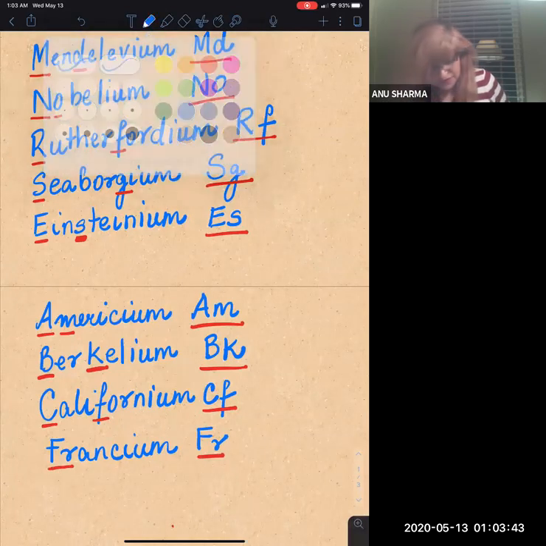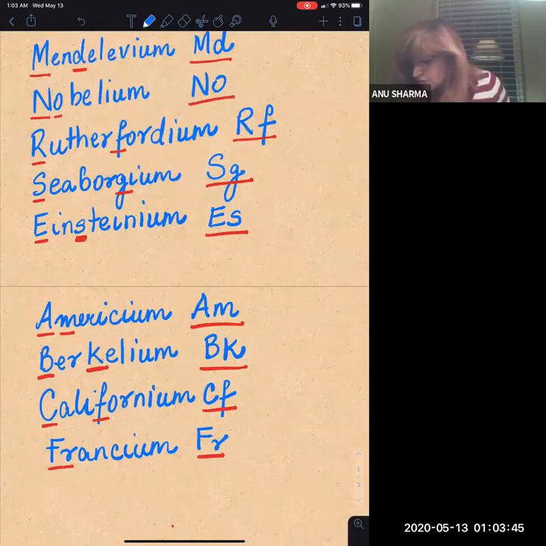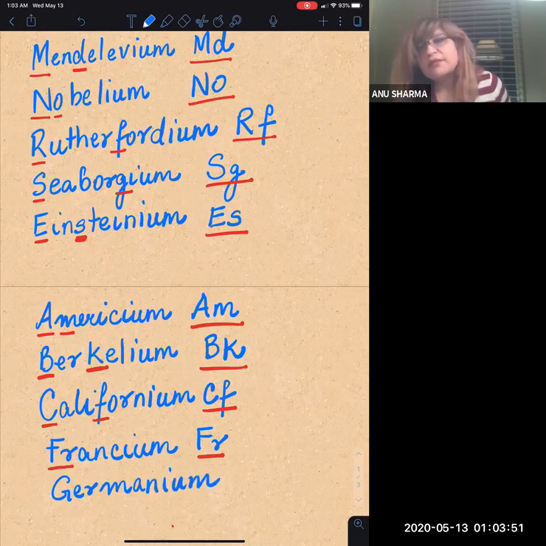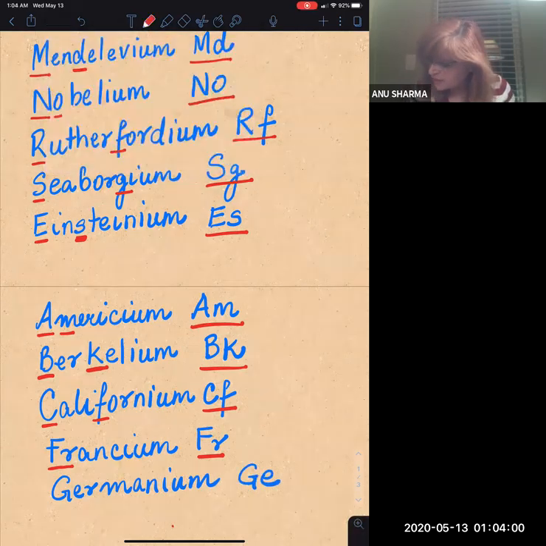Then comes, let's say, another one, Germanium, G-E-R-M-A-N-I-U-M. Germanium is named after Germany, and the symbol is GE. You know, the first two letters, right here.